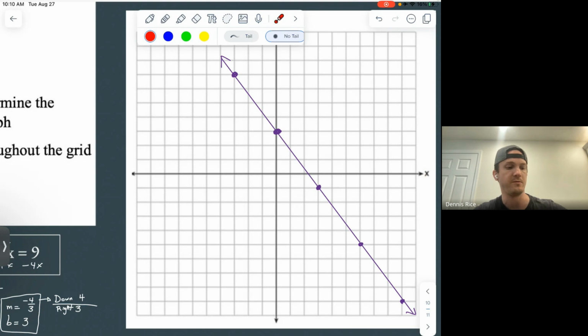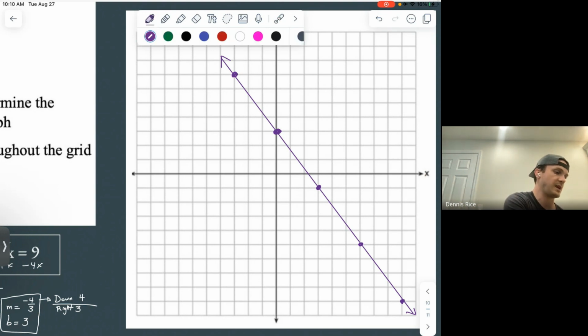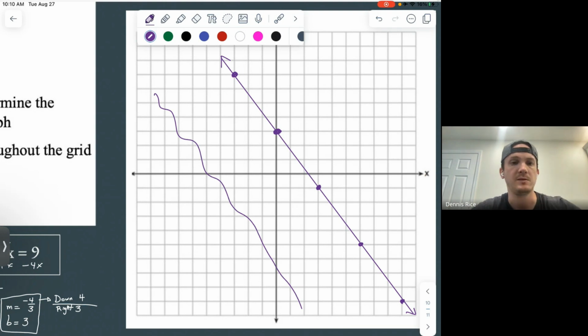We don't want to freehand our lines. So you never want to draw a line where it looks like a Richter scale. So that's why we use rulers. Even if you think you're neat, it's very, very difficult to draw a perfectly straight line freehand. So we use rulers to trace them.